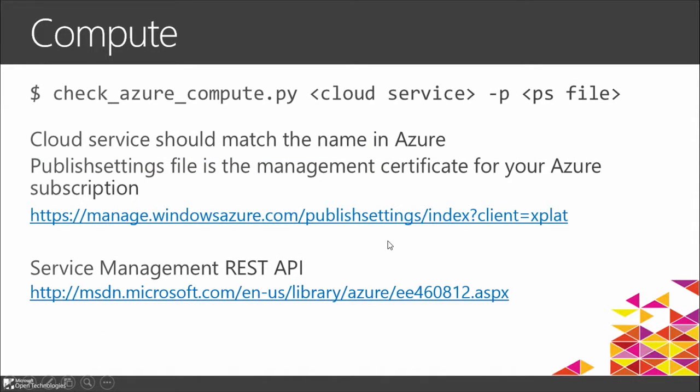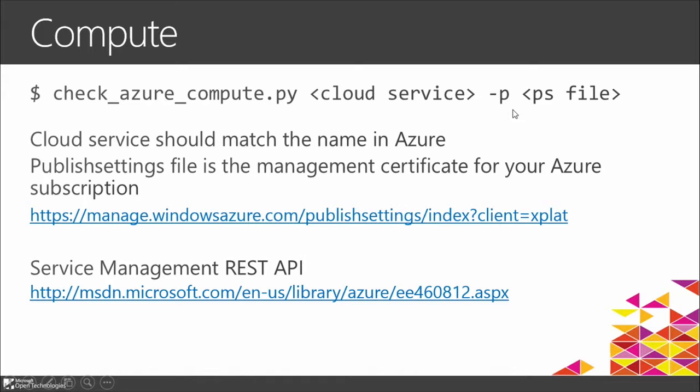OK, so let's move on to the Compute plugin. So the Compute plugin is pretty basic. It just gets you the status of your cloud service or your VM, whether it's up and running or shut down. Something that you could get using other means as well, but this one is coming from the Azure API, so if you want to have multiple sources.